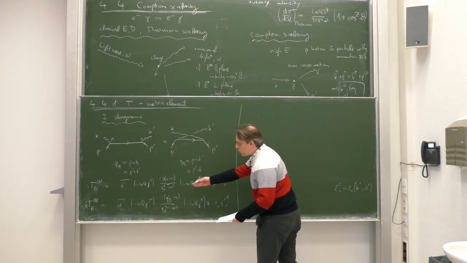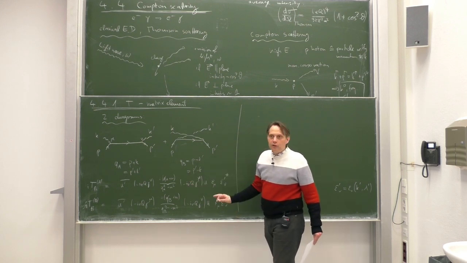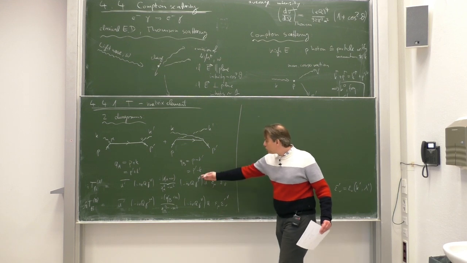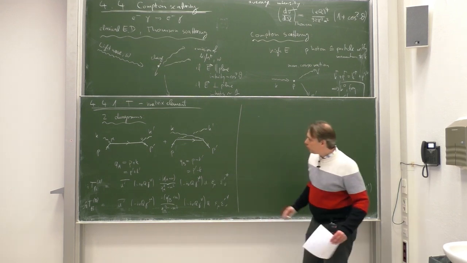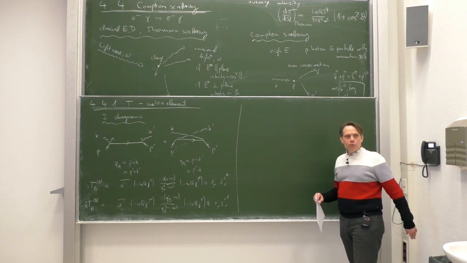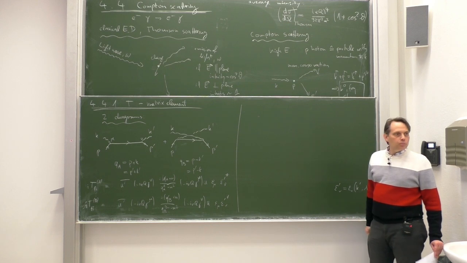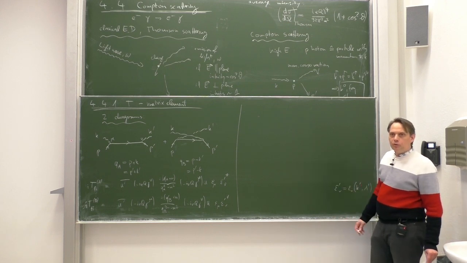One could now simplify a little bit and, for example, collect the factors of i and minus 1 and so on, and collect the factors of e times q as we did before. We will do that when we calculate the process explicitly, but let us look a little bit at some structural properties of the amplitude.